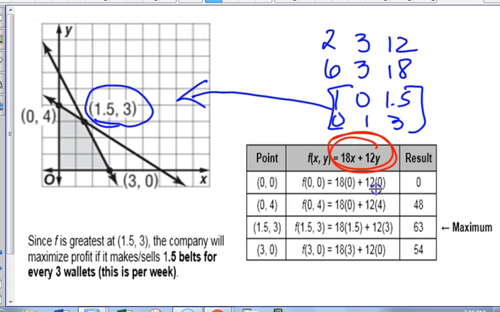They did that for us. 0, 48, 63, 54. If it's profit, we want to maximize, yes? They found a maximum of 63. But it comes out at 1.5, 3. But this was the number of hours available per week. So we should make 1.5 belts and 3 wallets every week. Is it possible to sell a half a belt? But if we do it again next week, will we be okay? We'll finish the belt and move on. Okay? Do you see where it's okay that it could come out a half a belt here?